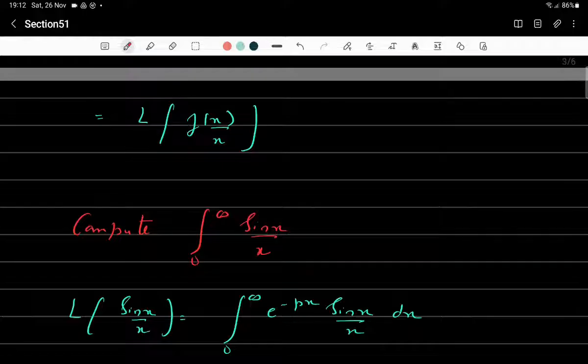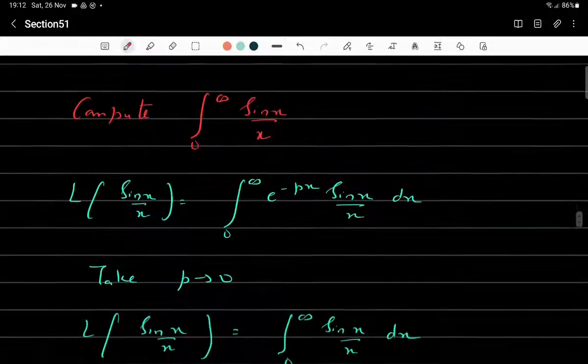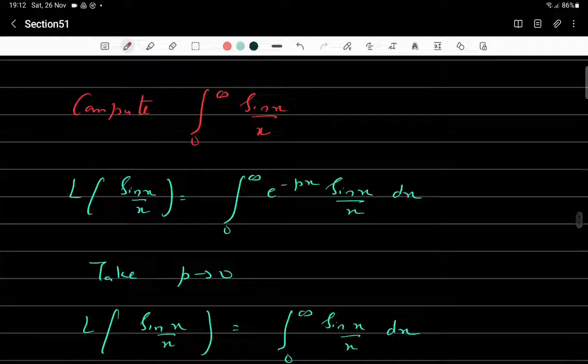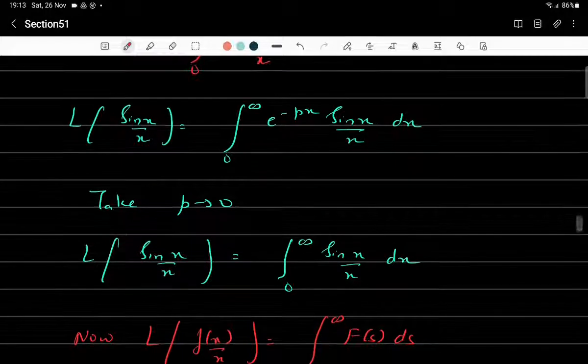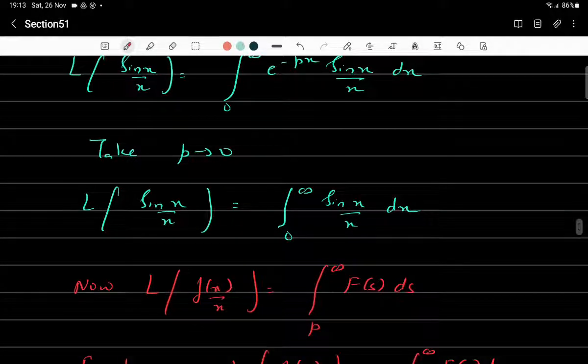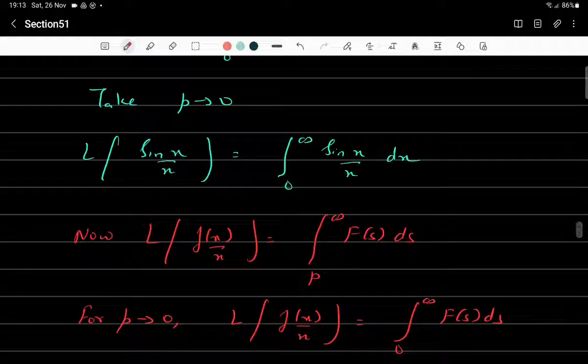But if I take p tends to 0 on both the sides, then I will get Laplace of sin x by x is equal to integral 0 to infinity sin x by x dx. It means if I have to compute the value of the integral 0 to infinity sin x by x, it is the same as Laplace of sin x by x when p tends to 0. So it means in the standard formula also I can take p tends to 0. So this would become Laplace of f of x by x, and when p tends to 0 it becomes integral 0 to infinity F of s ds.